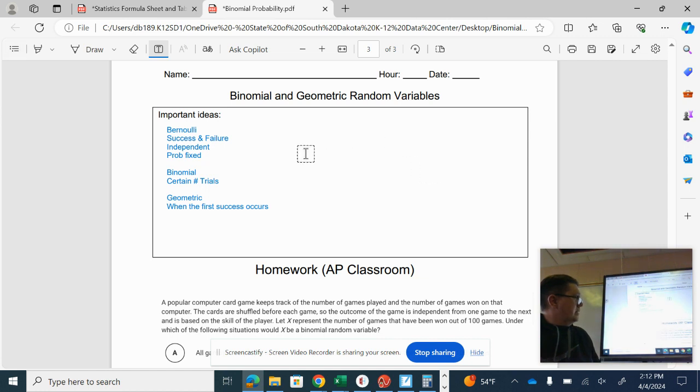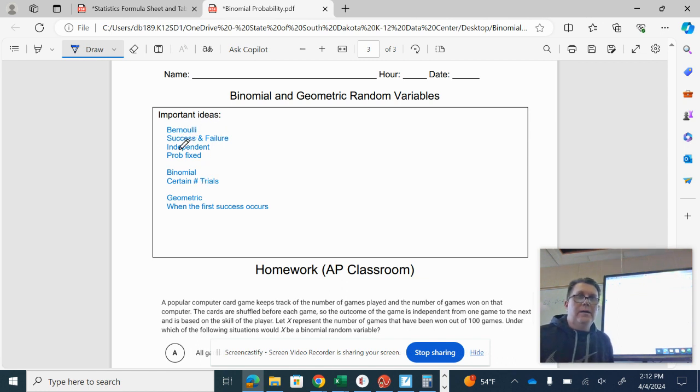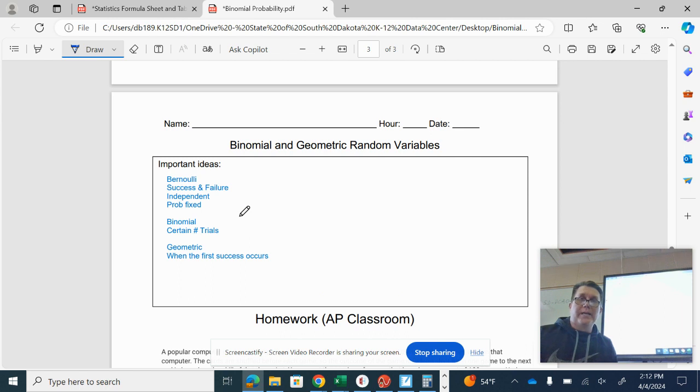Bernoulli model has several things. It has a success-failure situation, independent, and a fixed probability. Now, binomial and geometric fall into Bernoulli models, where it's either yes or no, independent, and you have some probability given. But then what's the difference between a binomial and a geometric model? A binomial has a certain number of trials, saying, okay, we're going to draw 10 times. A geometric model is when the first success occurs. We're going to see both of those today. Hopefully that rings a bell a little bit.